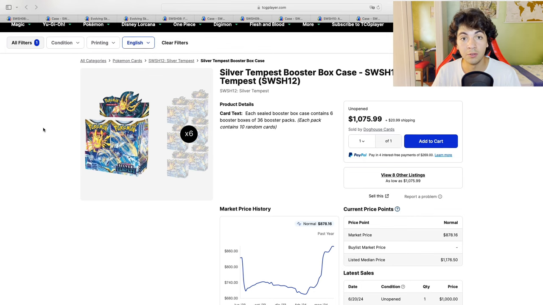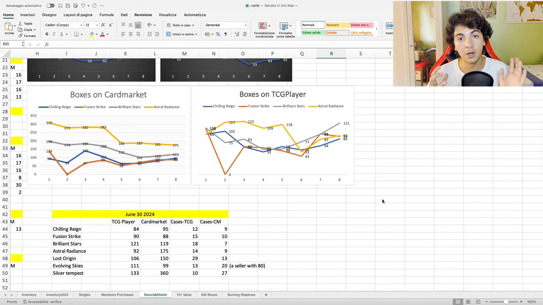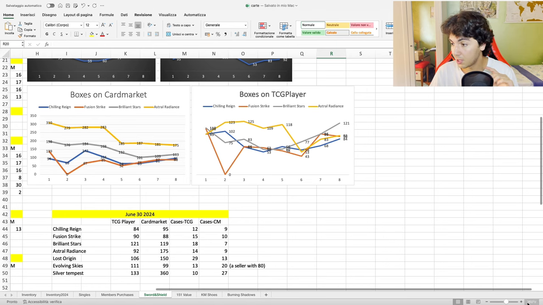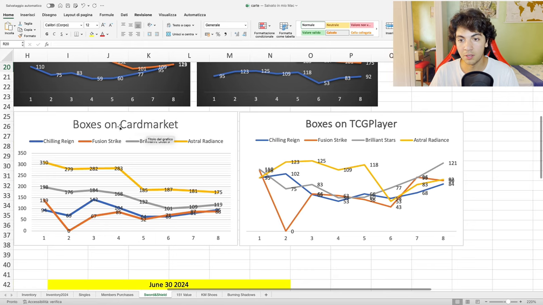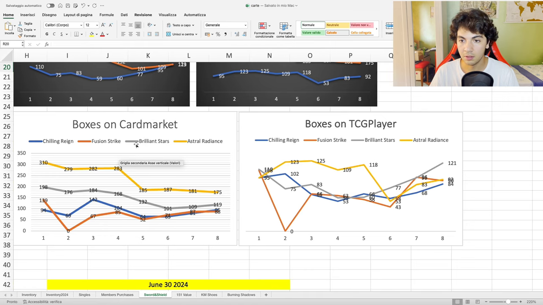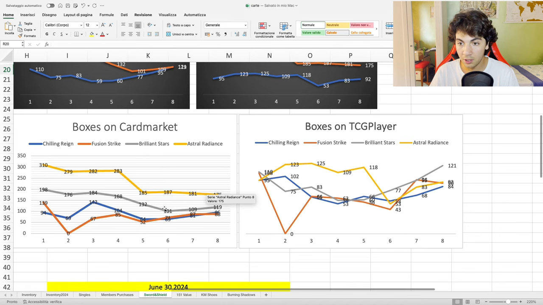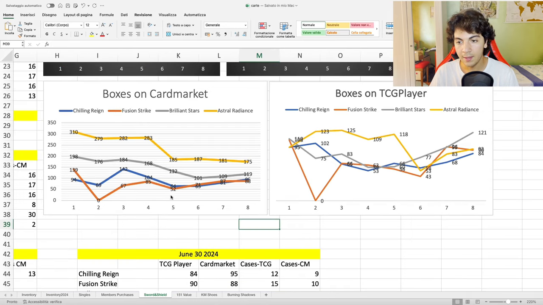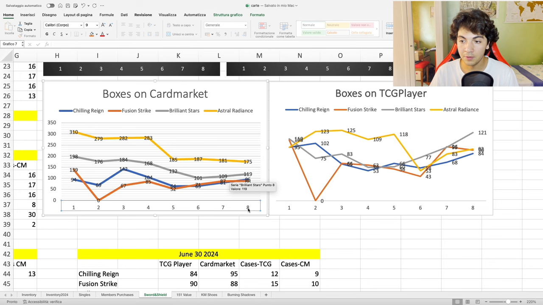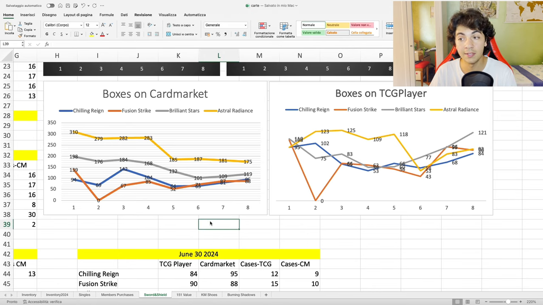That being said, let's get into the juicy part, supply. So here we are with our spreadsheet. Without wasting too much time, I'll go straight to the point. Here we have the number of boxes on the current market. Yellow is Astral, gray is Brilliant, orange is Fusion, Chilling is blue. They all have been moving lower over time, especially Astral, and they started to move higher in supply from here, which would be April. This is July, June, May, and April. So from April onwards, they increase in supply. How come? Stay there, and we'll go over that in just a second.